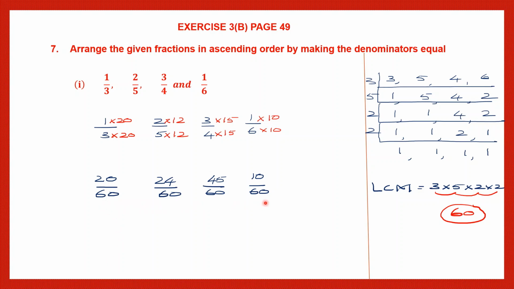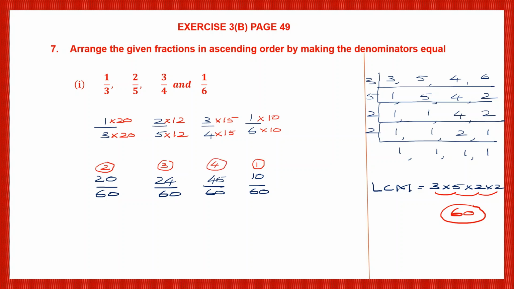When denominators are the same, we just have to look at the numerators. So if you look at the numerators, the smallest one is 10. Why are we looking at the smallest? Because we are arranging from small to big, ascending order. So 10 will come first. Then look at the other numerators, 20, 24, 45. 20 is the smallest, so that will come second. Now 24 and 45, 24 is the smallest. So this will come third and this will come fourth. So this is our ascending order.